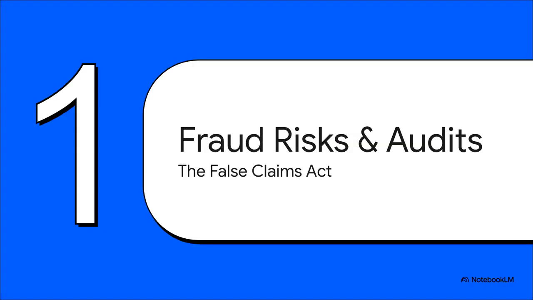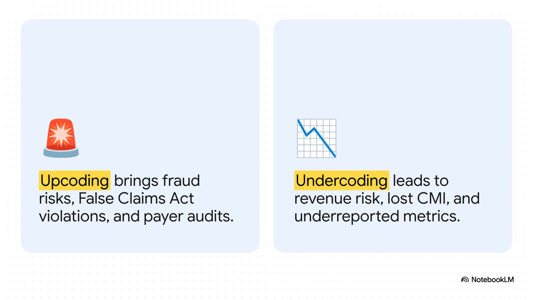Let's jump right into Section 1, Fraud Risks and Audits, focusing specifically on the False Claims Act and inpatient coding. You know, there's this really common misconception out there that coding errors just result in a denied claim, maybe a little administrative headache. But in reality, consistent coding discrepancies can rapidly escalate into full-blown federal fraud investigations. Documentation integrity literally means the codes assigned are strictly, undeniably supported by the medical record.